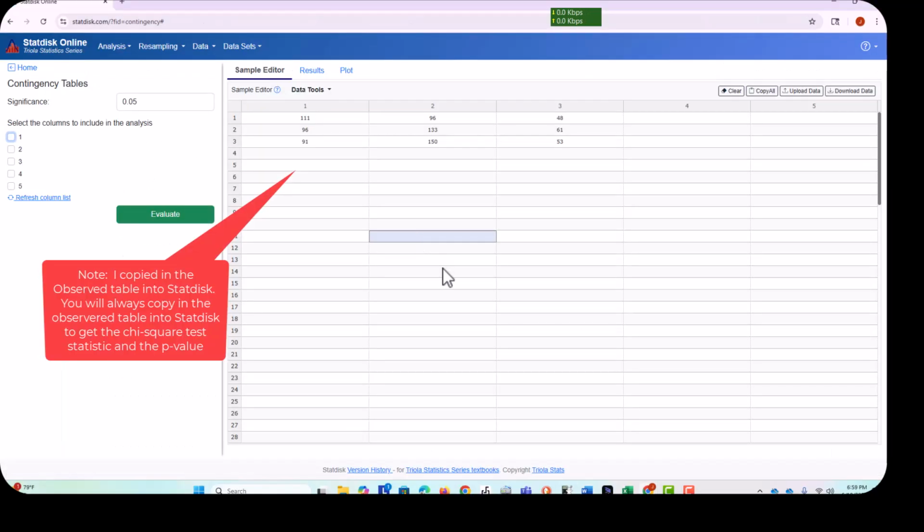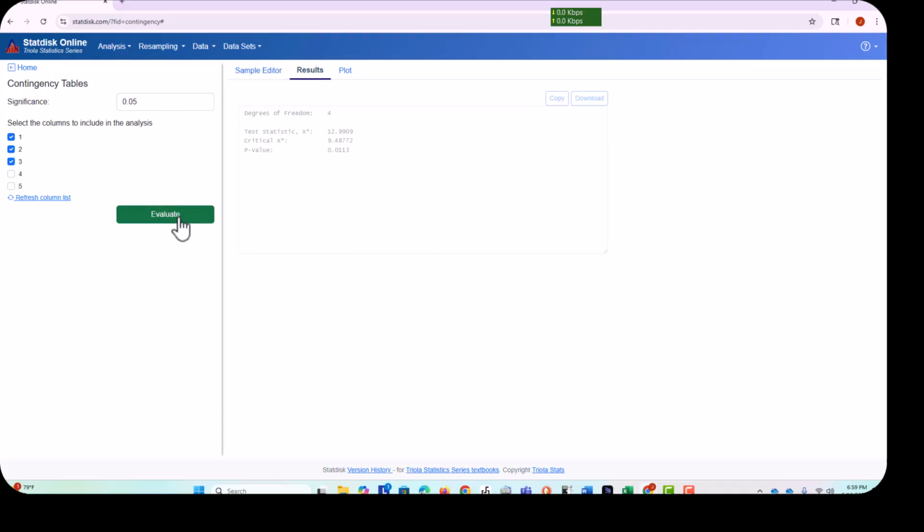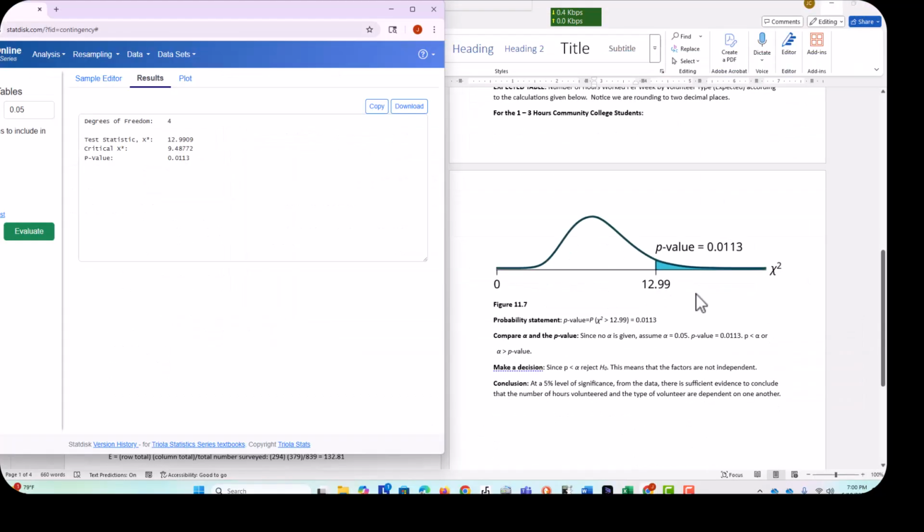Okay, we've copied it into StatDisk, and we're going to select columns 1, 2, and 3 of the observed values. They didn't give us a significance level, so we're going to assume 0.05. That's kind of the standard. And notice that chi-squared is equal to 12.9909, and the p-value is going to be equal to 0.0113. Let's see what Word gives us. Let's see if I can make these side by side. 12.99, 0.01. Exactly.